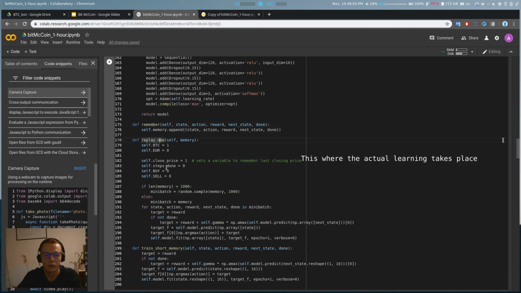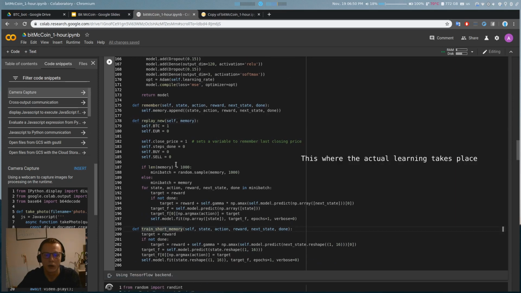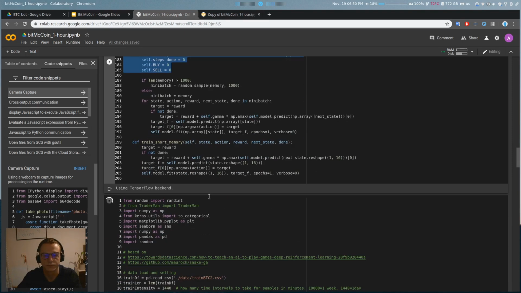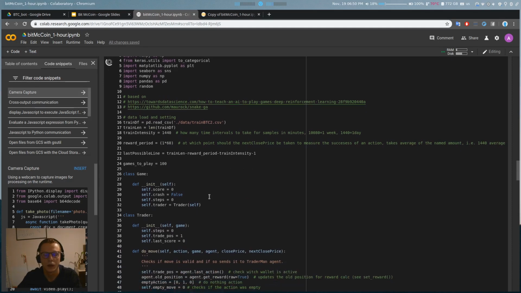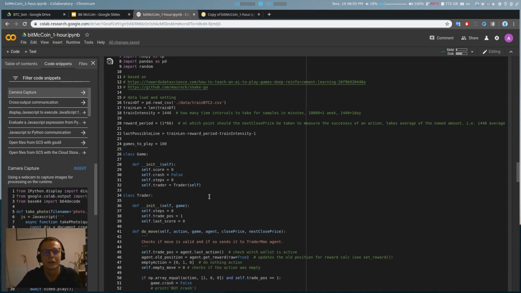Then remember, replay new, and train short memory are pretty much the same for most of the deep Q agents. It's just a bit altered for this one to reset the wallets and the counts for the buy and sell. Now for the main part, the training model. I know it's quite a bit of code in one sitting, but it's a Python notebook. What will you do about it?